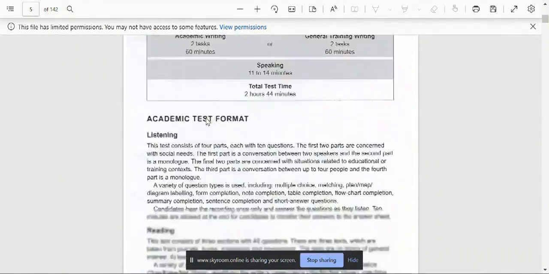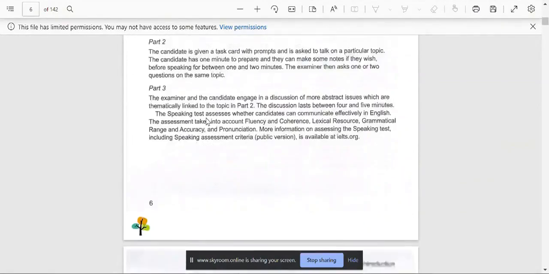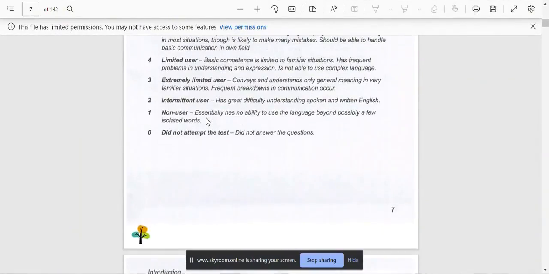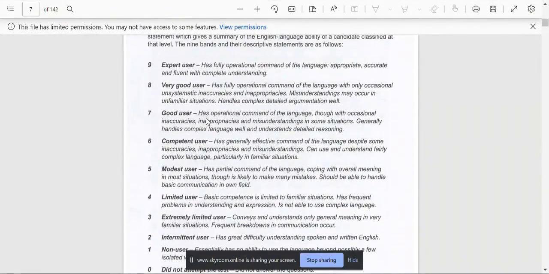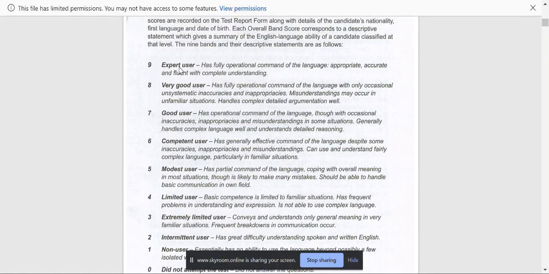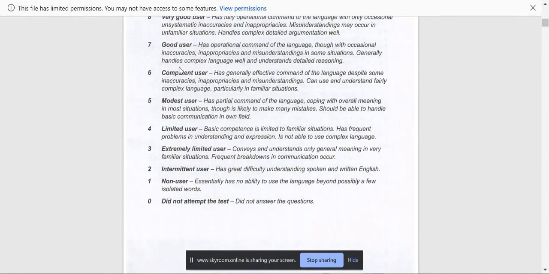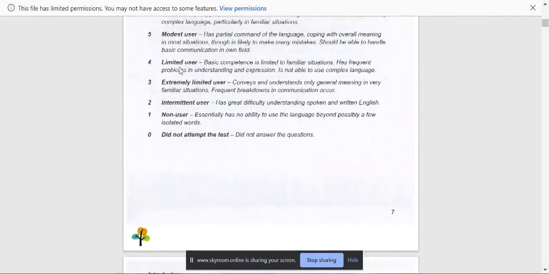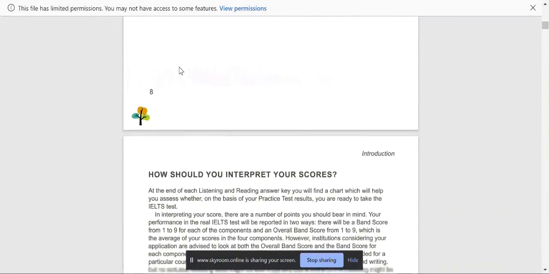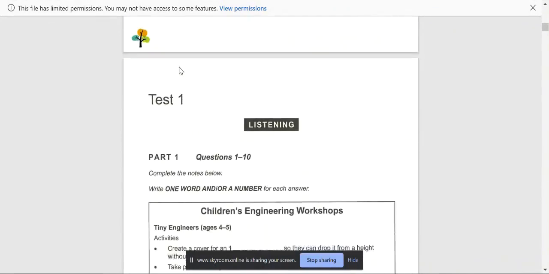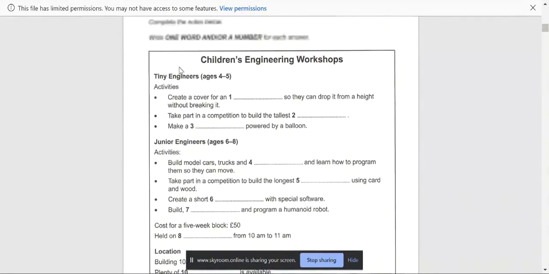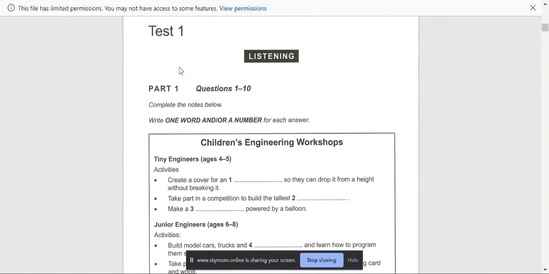These are not something that you want to follow. No, no, no. Oh, look. If you get 9, you will be an expert user, very good user, competent user, modest user, limited, extremely limited, intermediate, bam. Okay, this is not something that you want to follow. But be aware that you have to go for 7 or above. 7 or above.